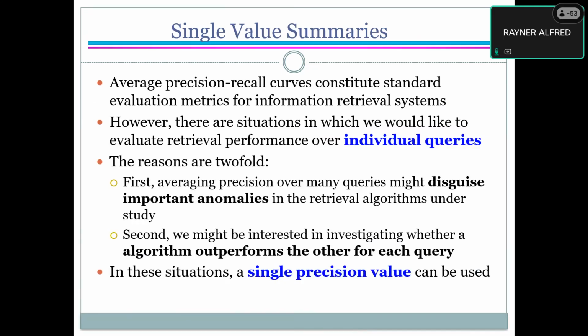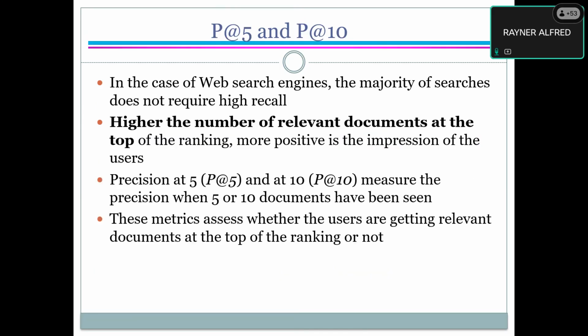So they say, okay, why not we just pick 1 point only, and then we will use that one as our reference. Okay. So they use this, what we call a single precision value. So you don't have to compute all the precision and recall for every document that you have, because it is time consuming.